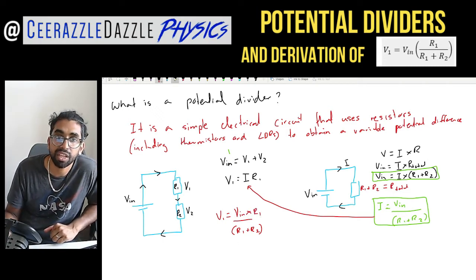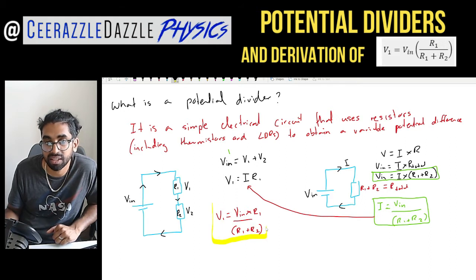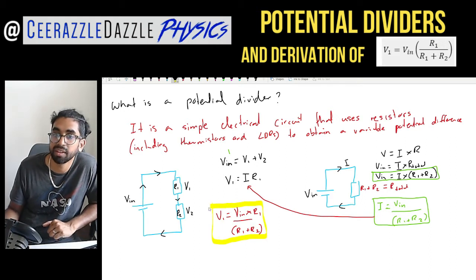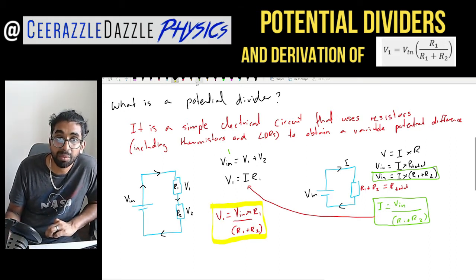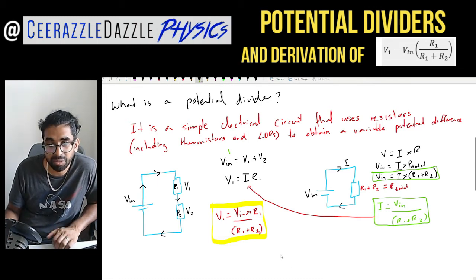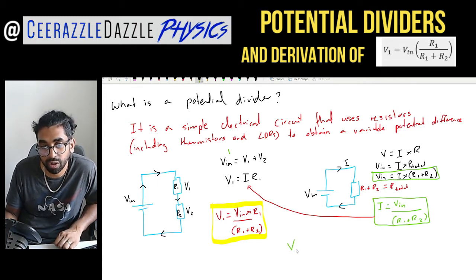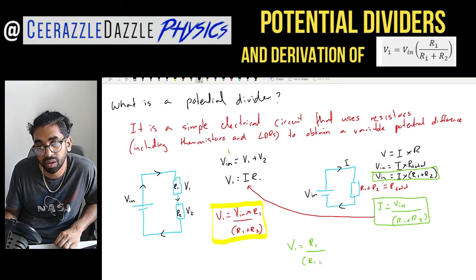And that is our potential divider formula, guys. And sometimes they try and put the R first, guys, to make it a bit easier for us to see. So therefore, the voltage across the first resistor will be equal to R1 over R1 plus R2, close bracket, times by V in over here.